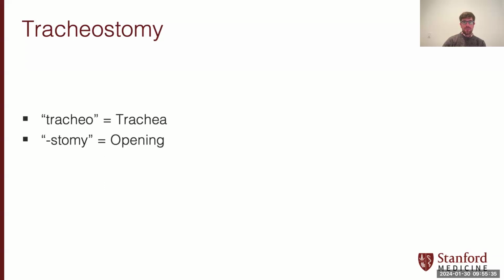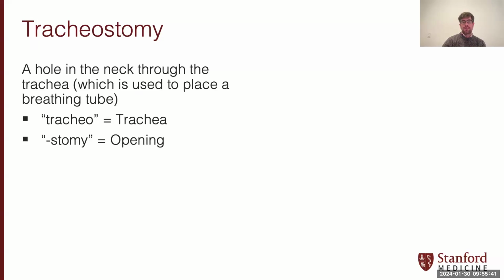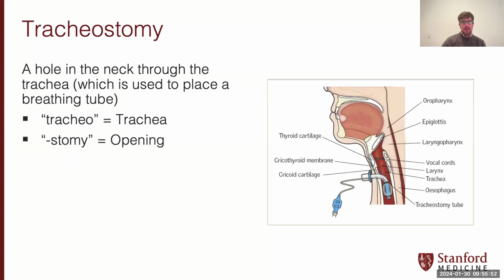Yeah, you all nailed it. So tracheo is the trachea. So that's that part right here. And then a stomy is an opening. So it's a hole in the neck through the trachea, which is generally used to place a breathing tube, although you can just have a hole without a breathing tube in place and people can just breathe through it. So that's what you're seeing right here, which is a breathing tube that goes into the trachea and bypasses the mouth.